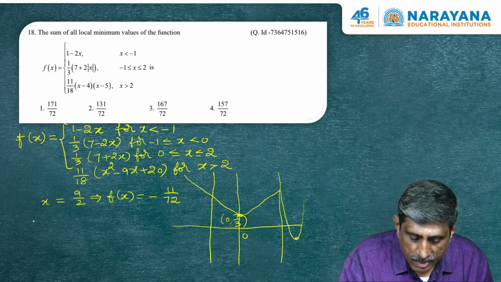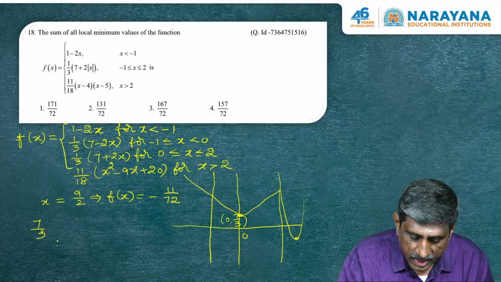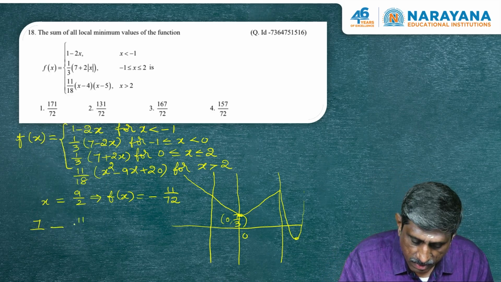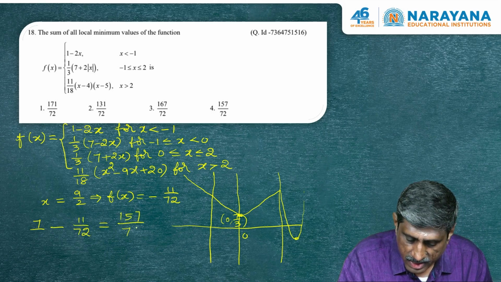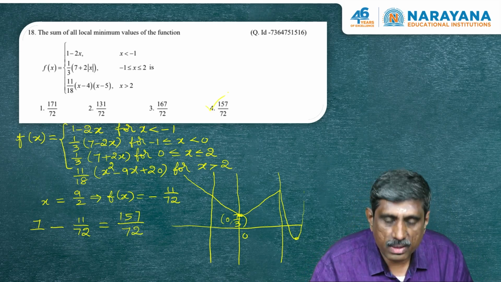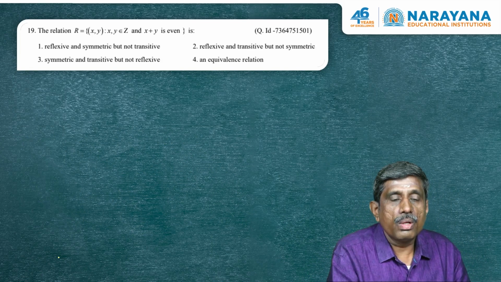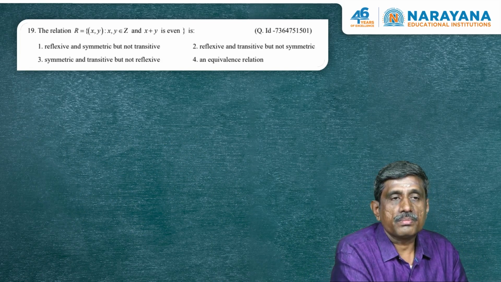The sum of the local minimum values is going to become 7 by 3 minus 11 by 72, and when we simplify it is 157 divided by 72, sum of the local minimum values. It is option 4. Question number 18. Let us move on to question number 19.